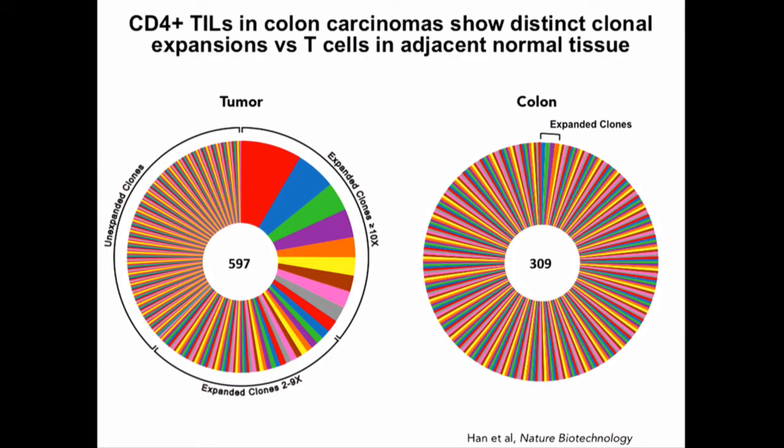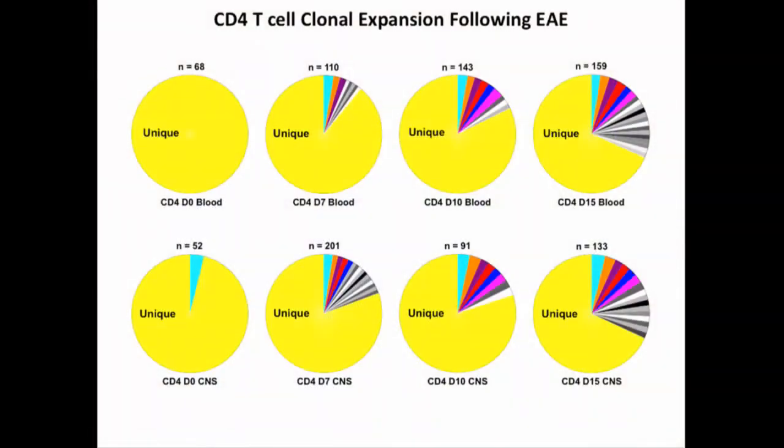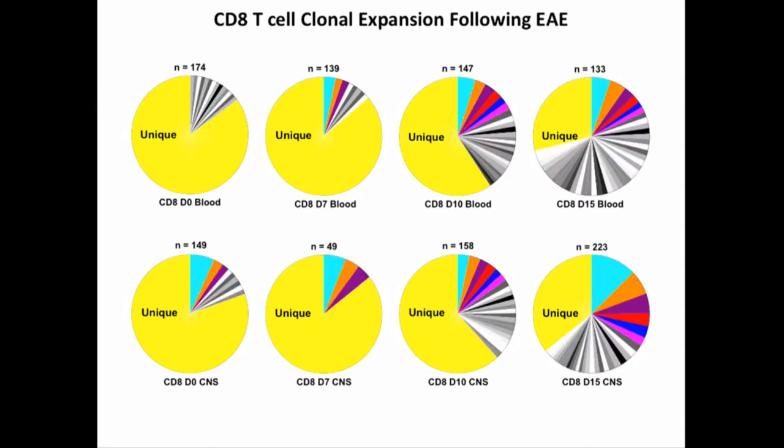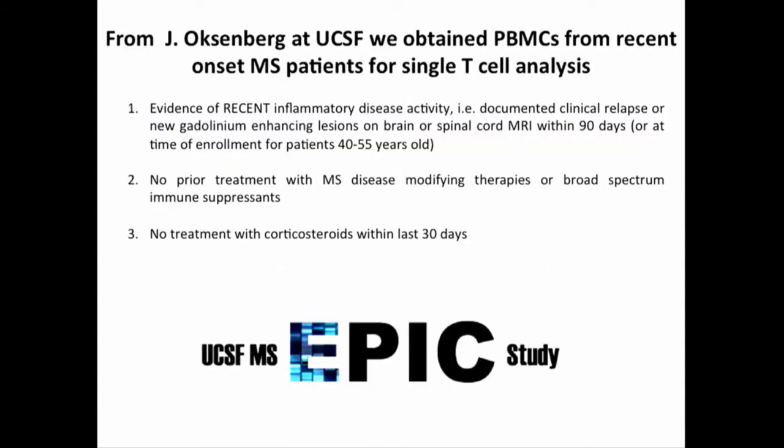Whereas in adjacent tissue from the same patient, there's almost no clonal expansion. So something's happening within the tumor. We've also seen this in a mouse model of MS, a classic model where, as you induce the disease, you see clonal expansions of T cells over the different days, both in the blood and in the central nervous system. And that's also CD8 cells.